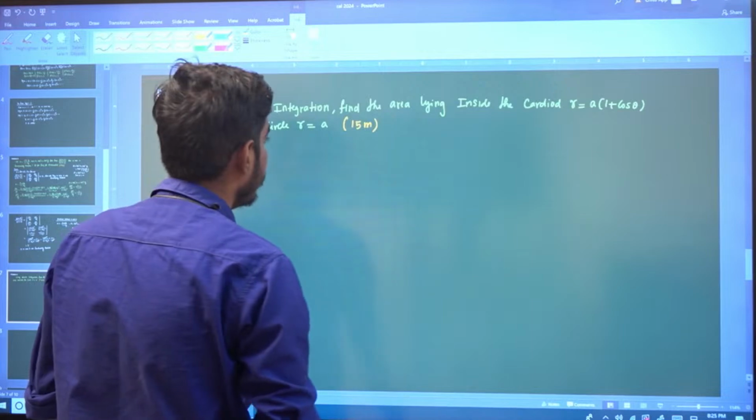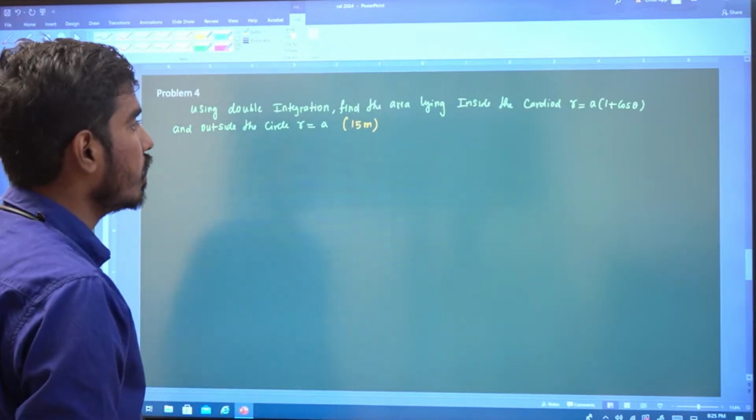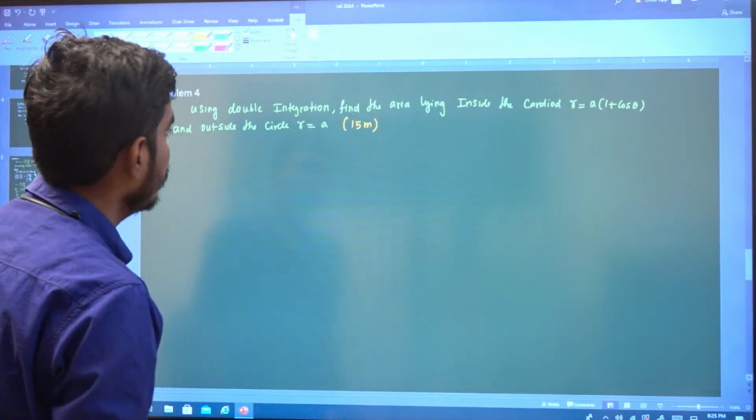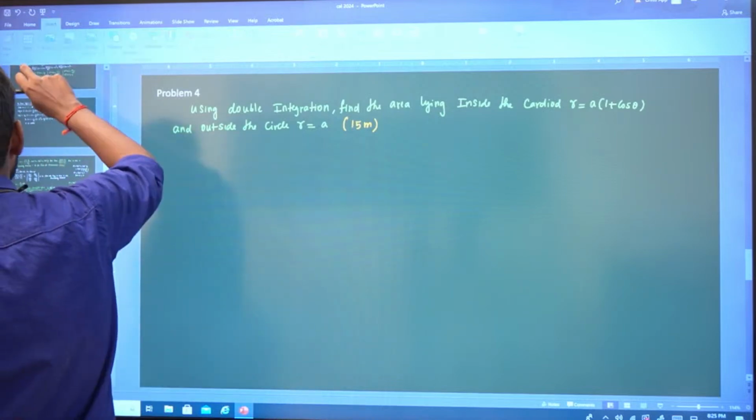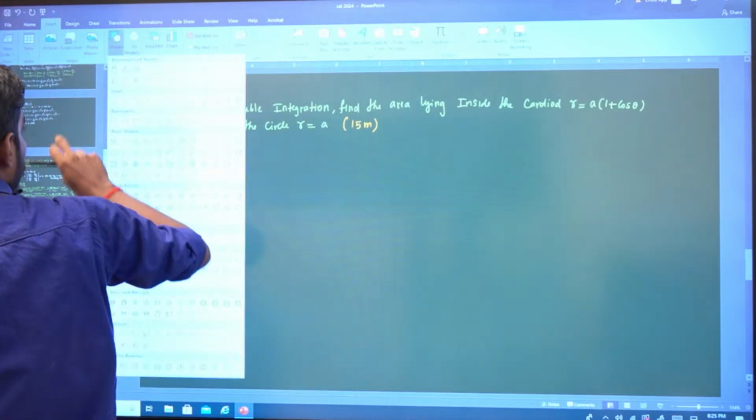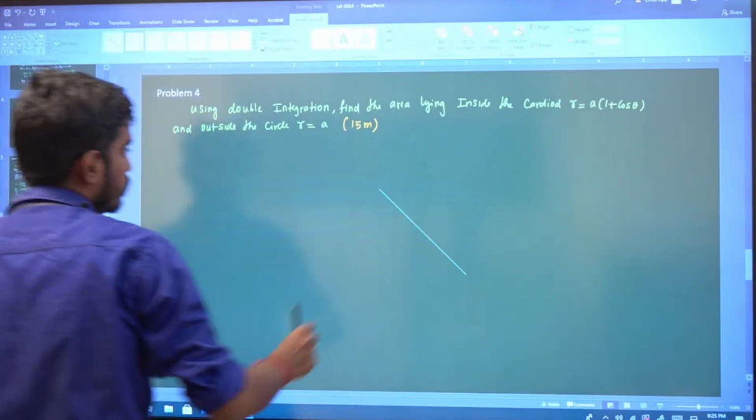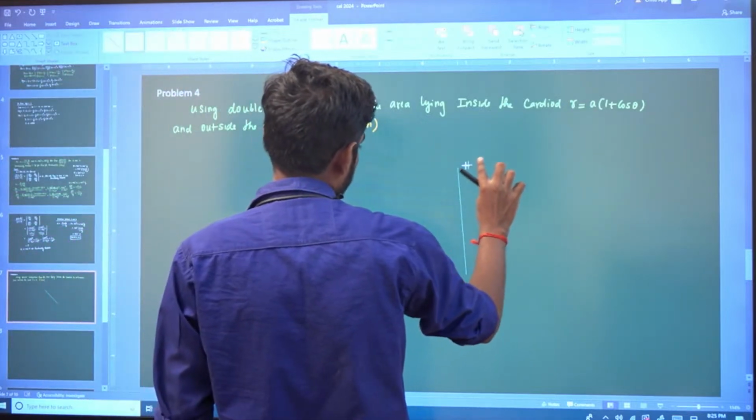Using integration, find the area lying inside the cardioid r is equal to a into 1 plus cos theta, and outside the circle r is equal to a. Again, very simple problem.